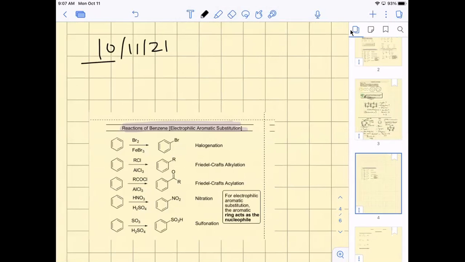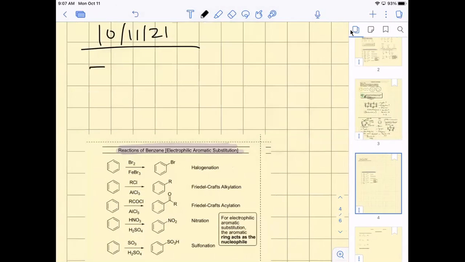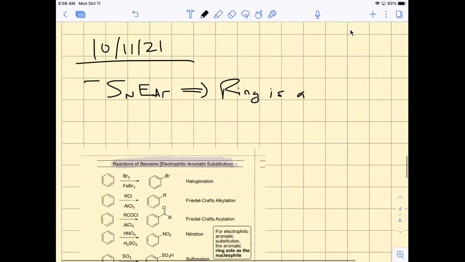All right, so with electrophilic aromatic substitution, the ring is actually acting as a nucleophile. Hopefully you had a chance to watch the videos I sent over the weekend. So the ring is going to be my nucleophile. And so that's why it's called electrophilic aromatic substitution, because I'm adding some electrophile to the aromatic ring.